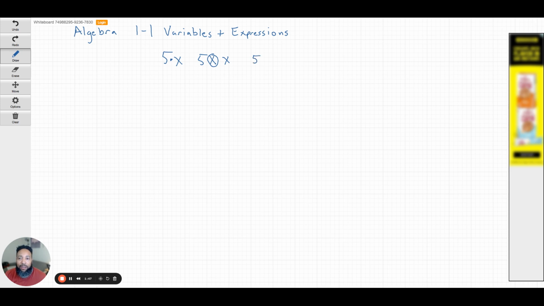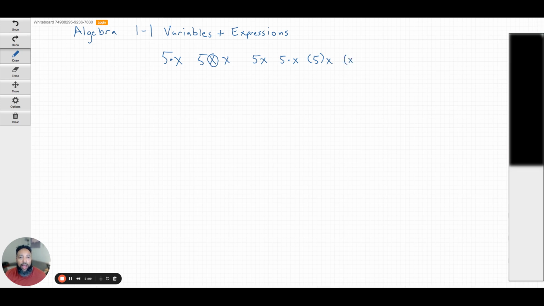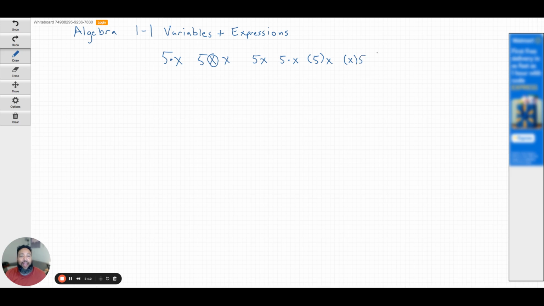So you could have 5x, just the numbers next to each other and the variable next to each other. You could have 5·x, the dot represents multiplication, or you could have certain things in parentheses. Say parentheses 5x, that's 5 multiplied by x. Or you could have the x in parentheses multiplied by the 5, or you could have both in parentheses. All of this represents multiplication, so you'll need to know that when you're performing algebra. So that is an example of a variable and an expression.